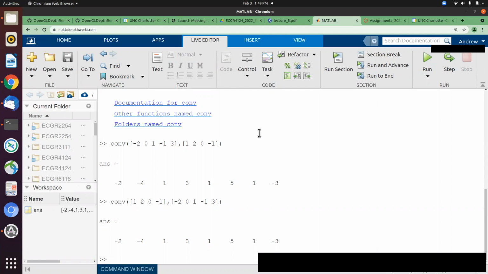Sure. Yeah. If you want, in fact, MATLAB can do many of the exercises.